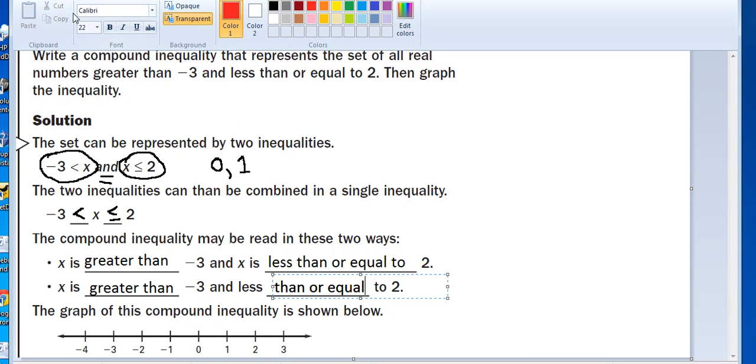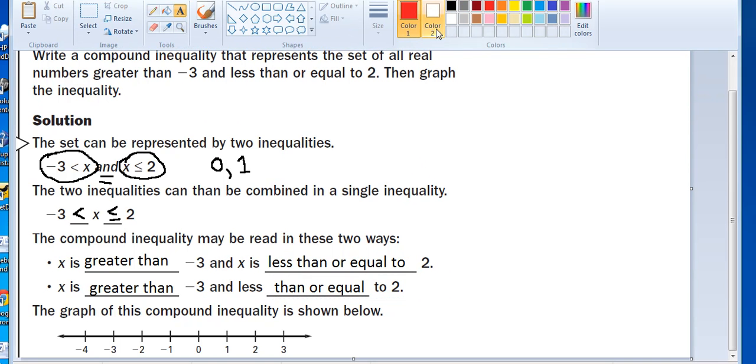So when we graph this, here's what we need to do. We're going to be putting an open circle on the -3. Now you should know this. The reason we're putting an open circle on the -3 is because x is greater than -3, but it can't be -3. So what we're saying is it can't be -3, but really can be -2.5, -2, anything going this way.